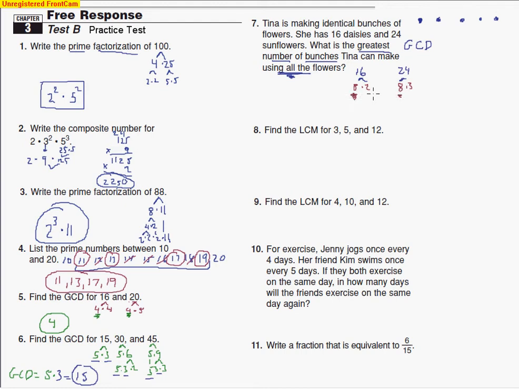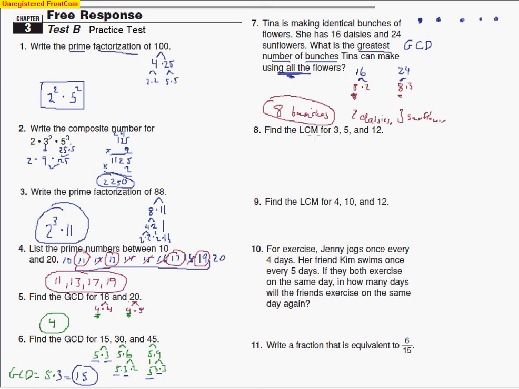And so if you didn't see 8, well, then you could always keep on going until you break down the number, just like I didn't see 15 at first in these 3 numbers, but eventually I would get there if I continued breaking the numbers down. So what this means is the greatest number of bunches would be 8. 8 bunches. And just to show that we understand the problem a little better, there would be 2 daisies per bunch, and there would be 3 sunflowers in one bunch. But their answer here is just 8. So 8 bunches.